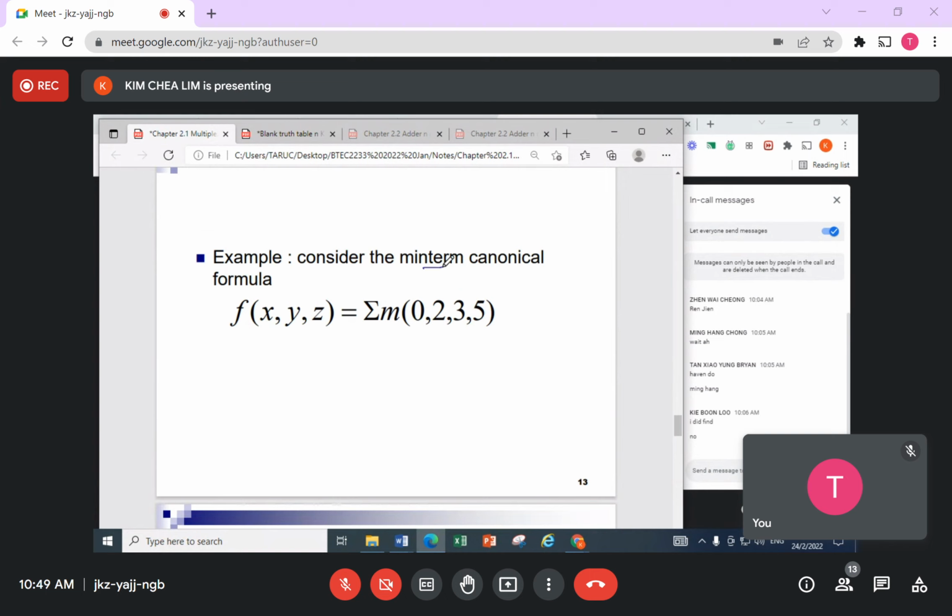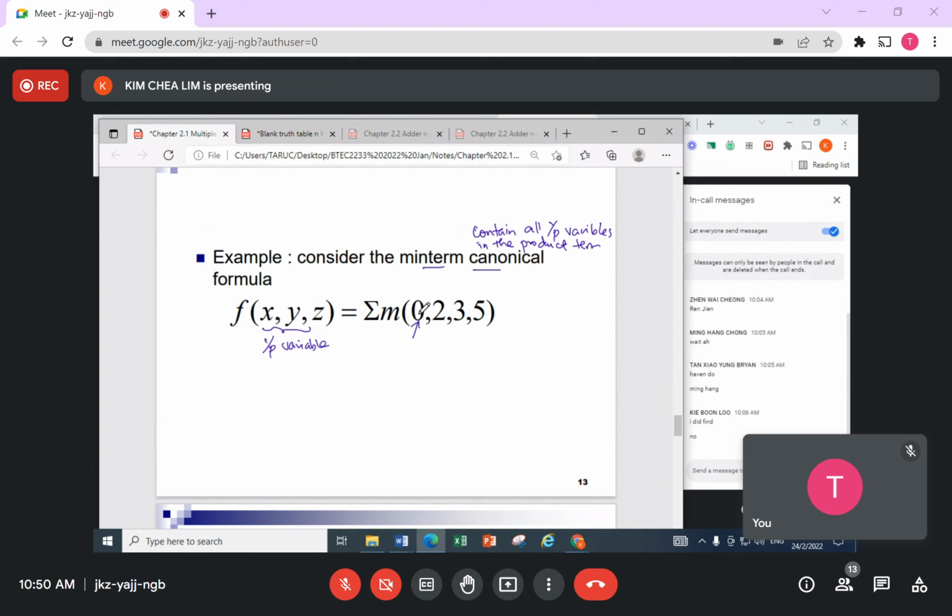Min-term canonical form, hope you still remember. Canonical form means that before I go through any Boolean algebra or any simplifications, it contains all input variables in the product terms. Then you call it canonical form. Let's say, for example, here X, Y, Z. These are the ones that we call input variables.